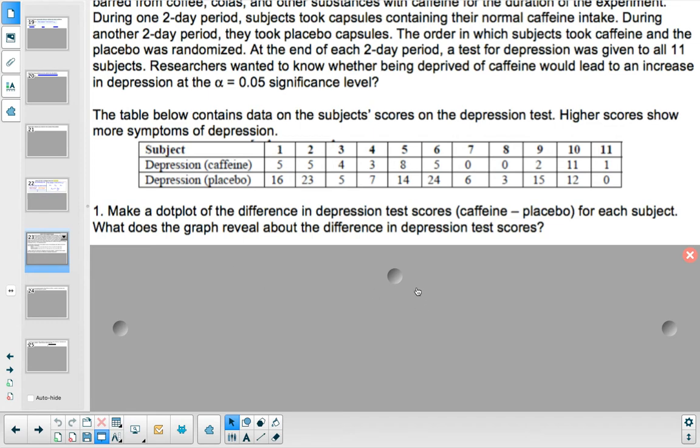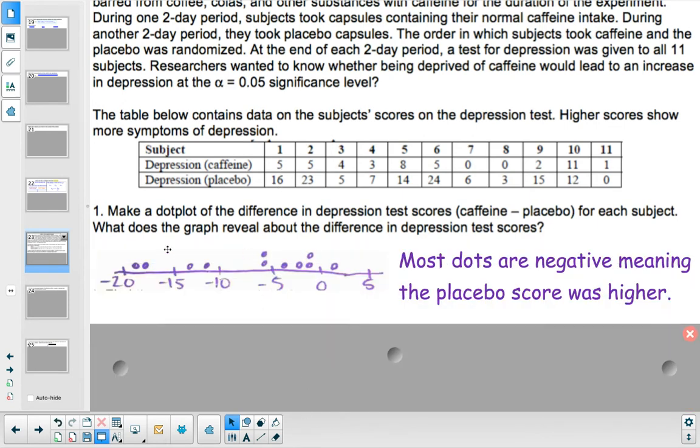So let's look at what this dot plot looks like. You'll subtract and then plot those. So we have mostly negative results. This could use a nice title. But most dots are negative, and what that means is that the placebo scored higher, because if you're doing caffeine minus placebo and getting negative results, that must mean that the placebo depression rating was higher.